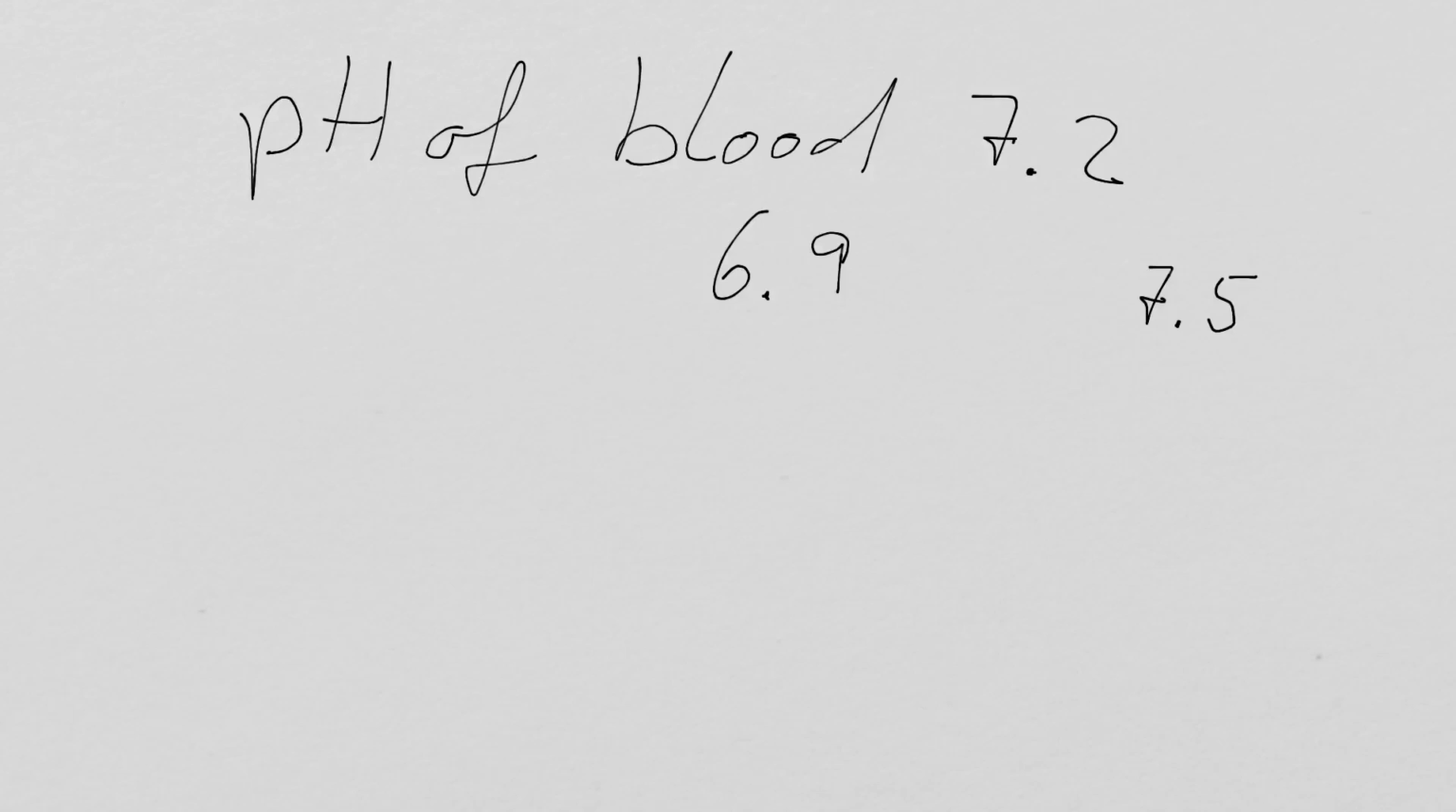Very common. Diabetes. Diabetes, exactly. In diabetes, you produce lots and lots and lots of acids through your metabolism. These acids go into the blood. What happens if you add acid to the blood? What will happen to the pH? Increase. Decrease, right? It will decrease, exactly. It will go down. But this going down will kill you.